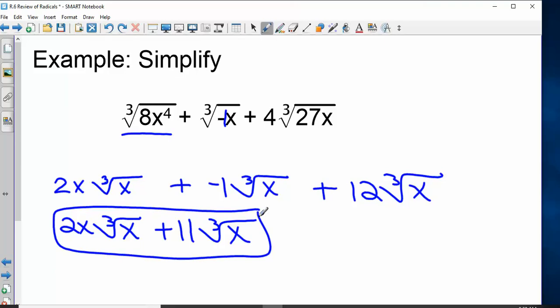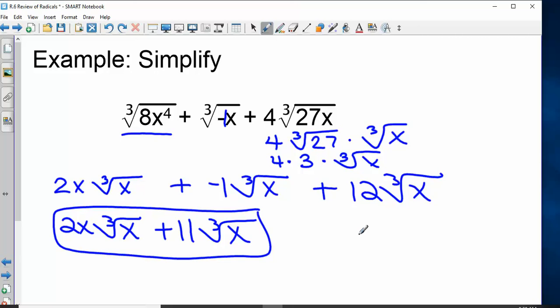Wait, so at the end, when you get the cube root of 27, are you multiplying the cube root or the exponent? I'm multiplying the number that came out. So we had 4, and we essentially broke those two apart. Then the cube root of 27 was 3, so that 3 came out. And then that's where I got my 12.